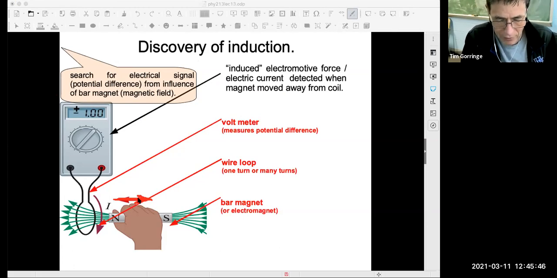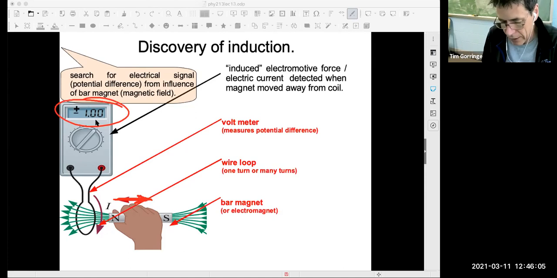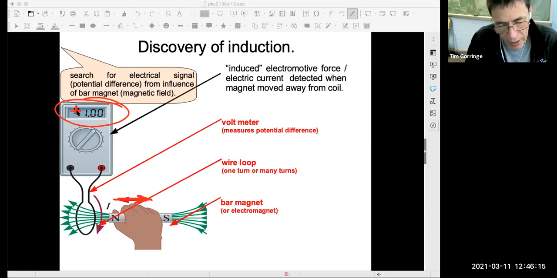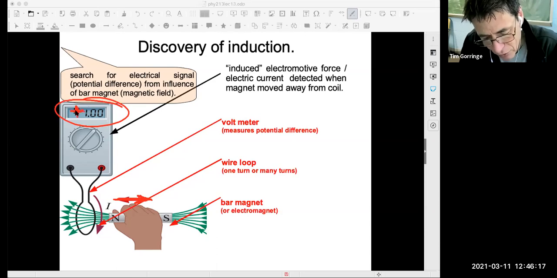This is when I'm meant to be pulling the magnet away from the looper wire, so putting it back in my desk drawer. And they noticed then also, when they moved the magnet away, they saw an electrical signal in the looper wire. Now, if we went back to the prior slide, the signal that I saw was -1 volt. And when you take the magnet away, the signal that we're seeing here is +1 volt.